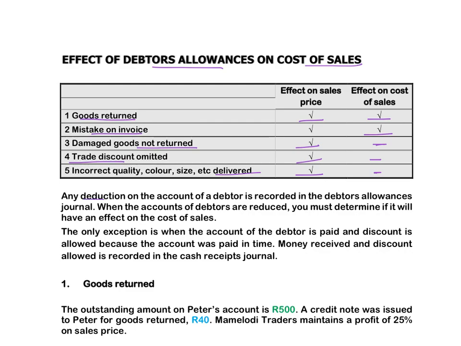Therefore, any deduction on the account of a debtor is recorded in the debtors' allowances journal. When the accounts of debtors are reduced, you must determine if it will have an effect on the cost price. The only exception is when the account is paid by the debtor and discount is allowed. This will be recorded in the cash receipts journal and not in the debtors' allowances journal.